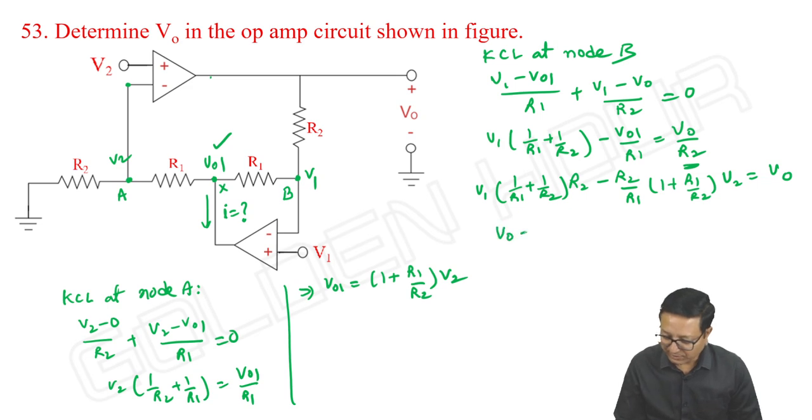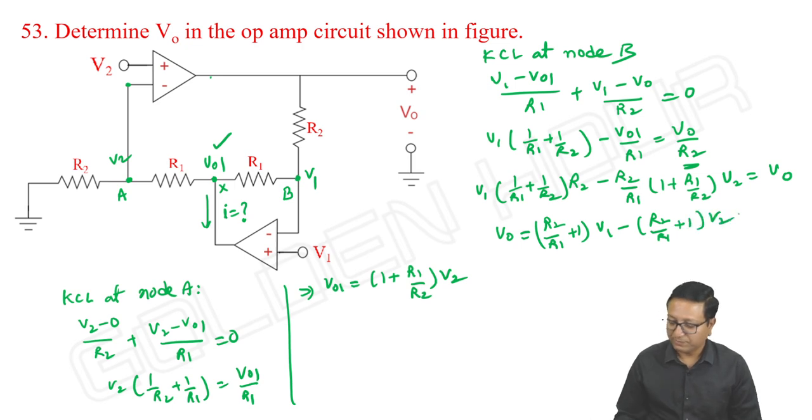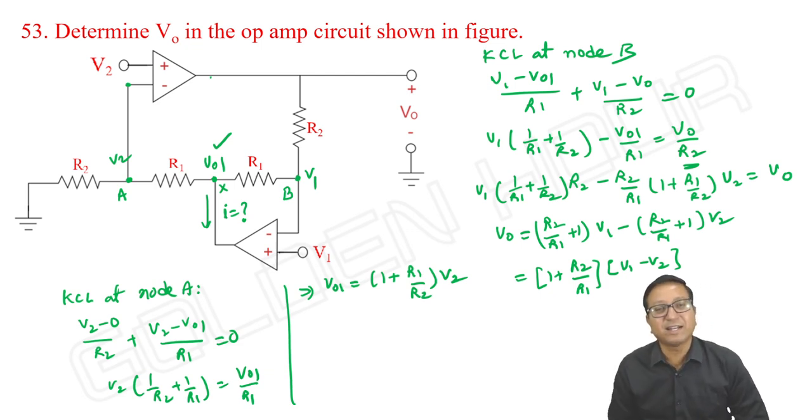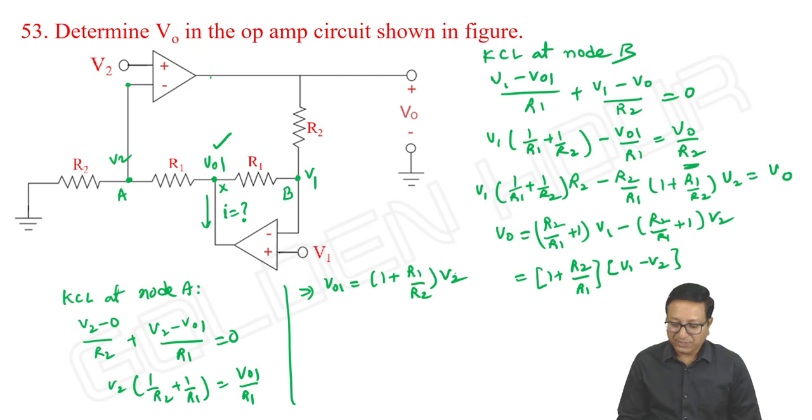Now further we can write, V output is equal to (R2 by R1 plus 1) into V1 minus, if I take this R2 by R1 inside, (R2 by R1 plus 1) into V2. Or I can write it is equal to (1 plus R2 by R1) into (V1 minus V2). Means output is equal to some gain into (V1 minus V2). Is it not acting like a differential amplifier? Means the above circuit behaves like a differential amplifier.